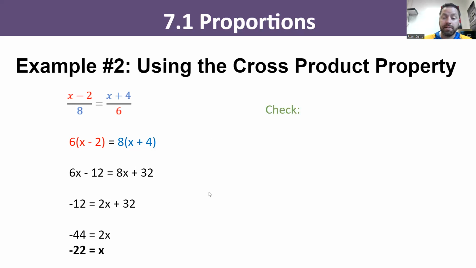Now we can check. That's the nice thing about this. I can take negative 22 and put it in for x in both ratios. So on the left, negative 22 minus 2 is negative 24 divided by 8. Negative 22 plus 4 is negative 18 divided by 6. These should give me the same numbers when I reduce them. And they do. Negative 24 divided by 8 is negative 3. Negative 18 divided by 6 is also negative 3. So it worked. Okay, and that concludes lesson 1.